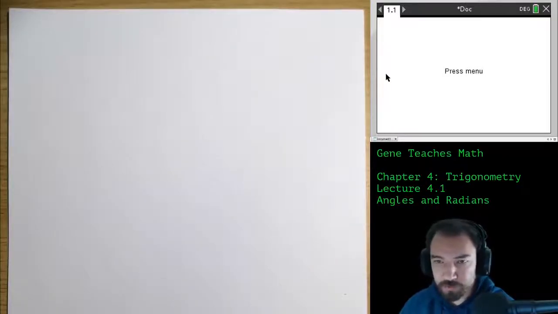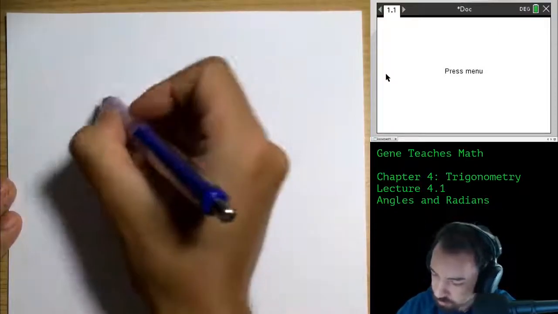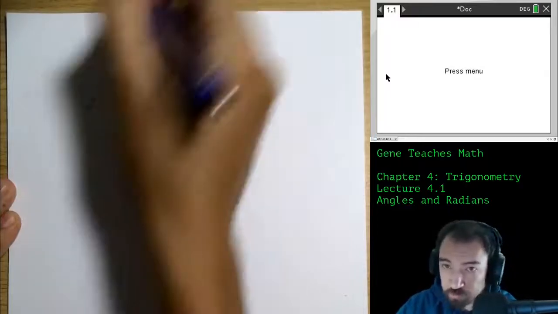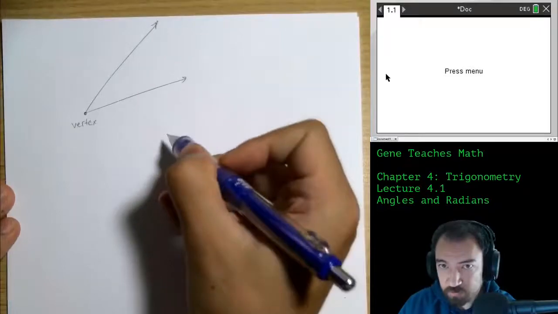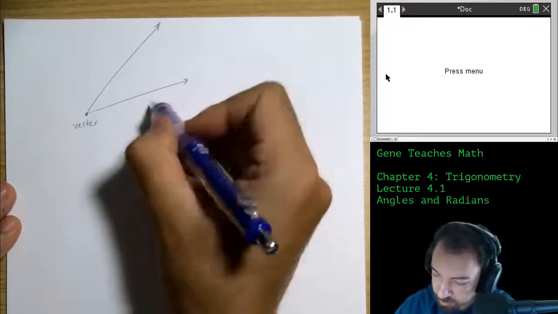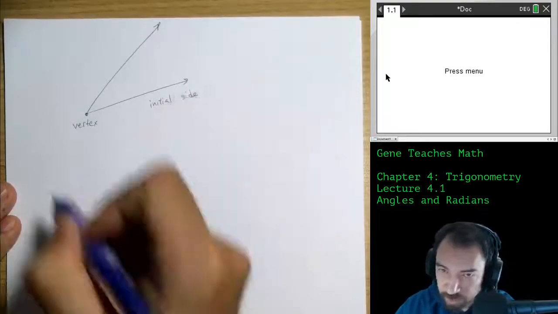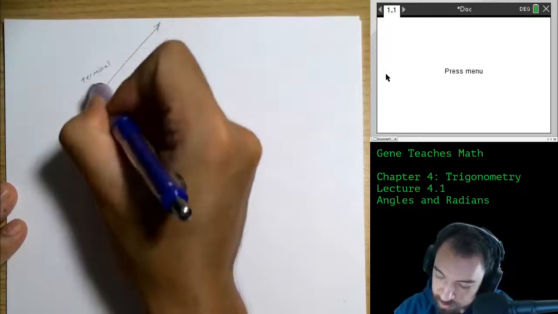Welcome back. We have a new chapter, which means we have new vocabulary. So this chapter is going to be all about angles. So here we have two rays. These two rays are going to intersect at a point called the vertex, and we're going to say there's a direction here. So I'll declare one of these as the initial, we'll call it the initial side of the angle, and the place where we end is going to be the terminal side.